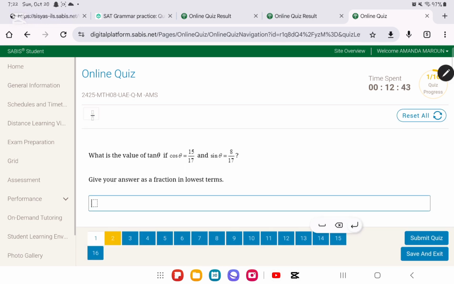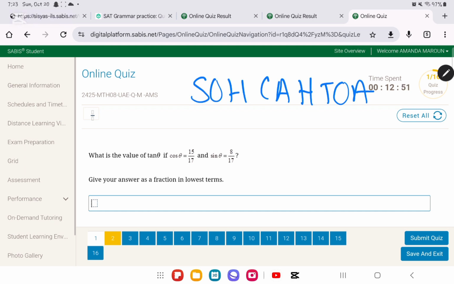Now, question number 2. Very important. I'll write some rules for you. Always remember this phrase. So, SOH CAH TOA. Okay? So, we have sine is opposite over hypotenuse.